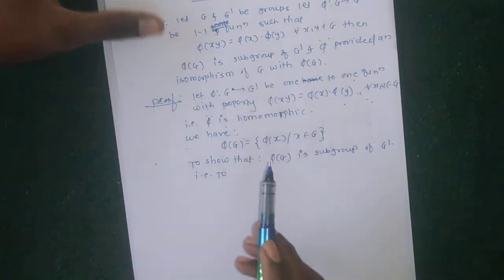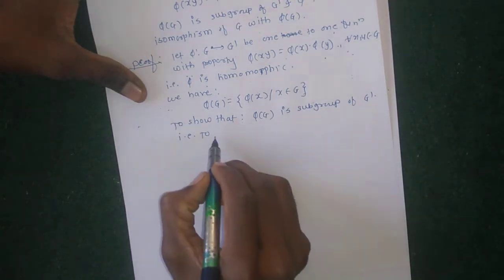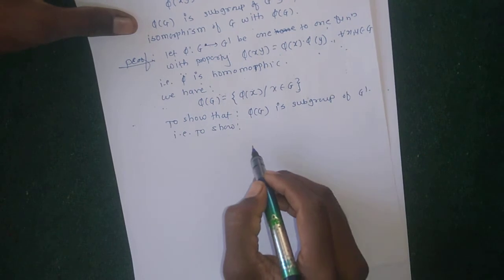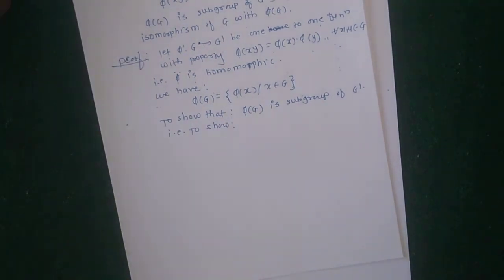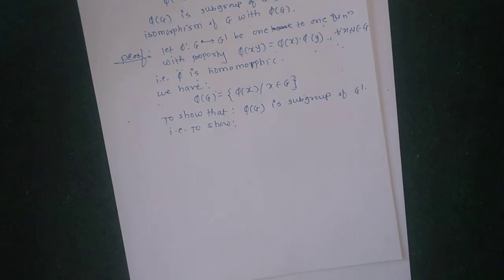Here we need to show that phi of G is a subgroup of G'. That is to show that it satisfies the subgroup test, by using the subgroup test: it is closed under the given binary operation, and the inverse element also exists in that set.